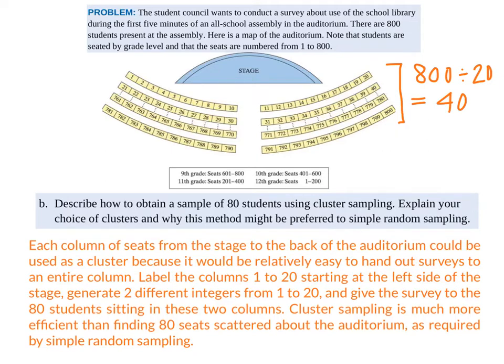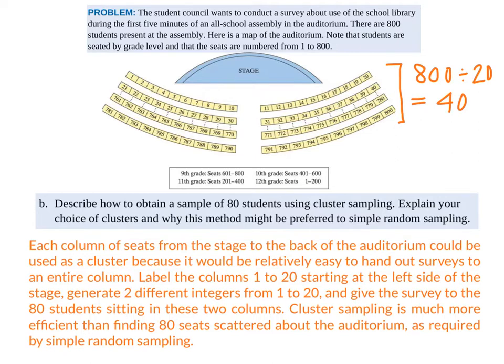So if you labeled the columns 1 through 20, so 1 this way, 2 that way, etc., starting at the left side of the stage, you could generate 2 different integers from 1 to 20. And if you have 2 of them, there's 40 rows going all the way back. So 40 times 2 would be 80. We would get our 80 students. So you would pick 2 of those columns and you would just walk all those surveys all the way back.